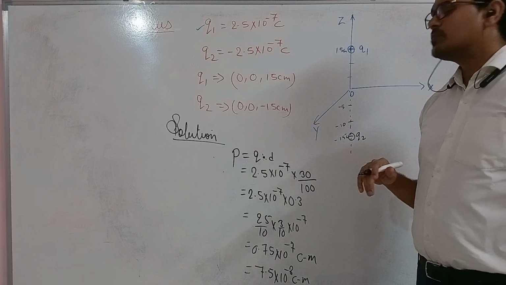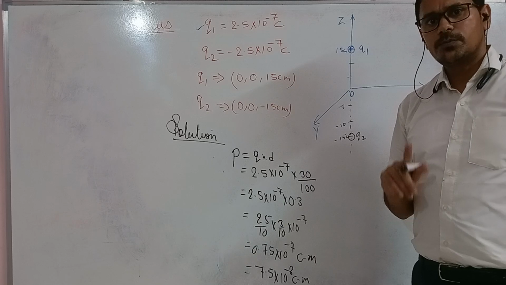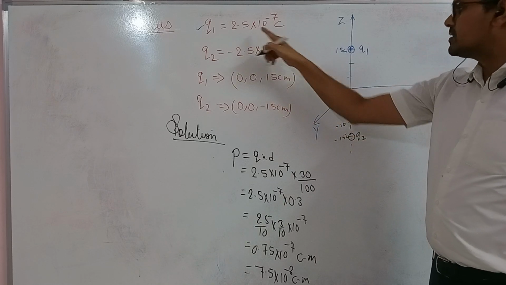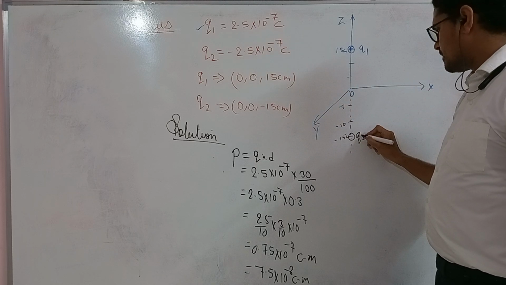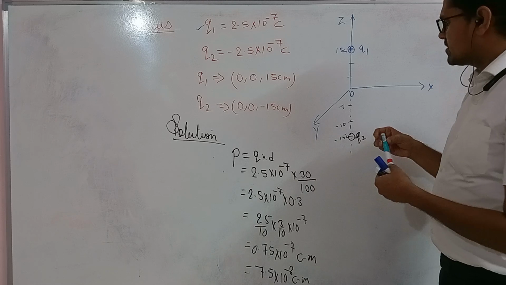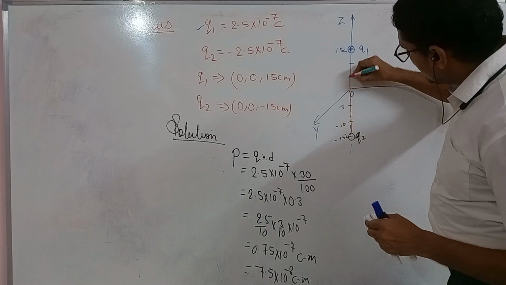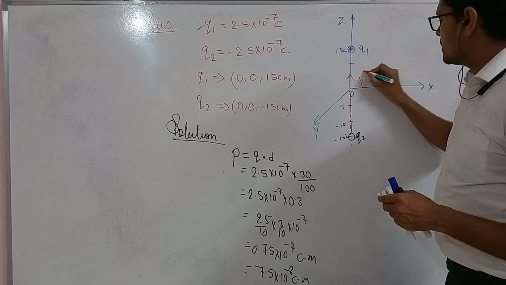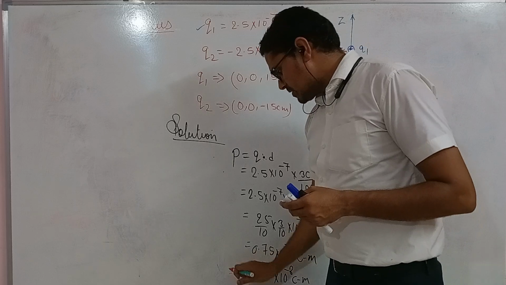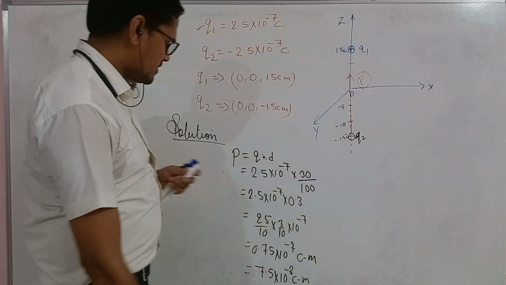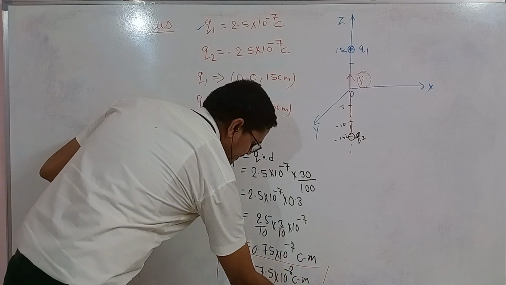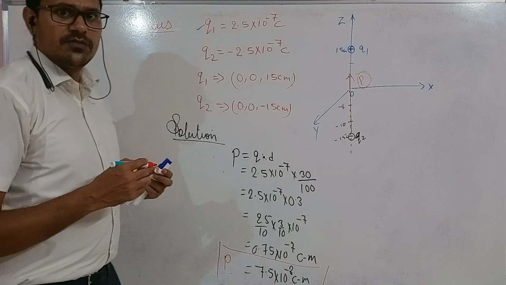So the direction of dipole moment is from negative charge particle to positive charge particle. The negative charge particle is Q2 and the positive one is Q1. Here we have Q2, so the dipole moment would be moving upward along the z-axis. This is the direction of dipole moment we have. The direction of P would be from negative z to positive z, and the magnitude is given by 7.5 into 10 raised to the power minus 8. This is the value we have. Fine. Let's see one more question.